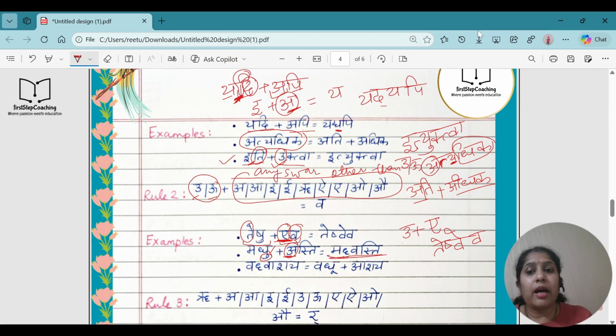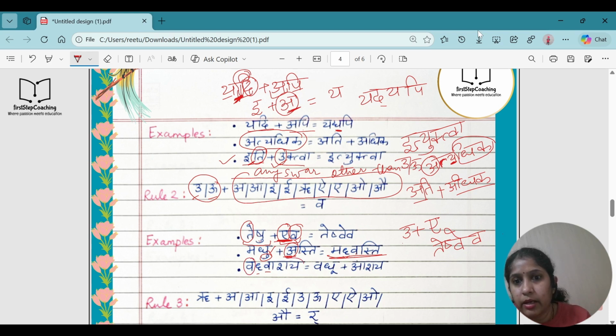Right? Now, if it is a joined one, we have to split. So like I told you, if after the half letter you have a ya, mostly it is the first rule. You have to change it to i ki matra. If after the half letter you have a va, then you have to make it u ki matra. Okay, so now let's start.